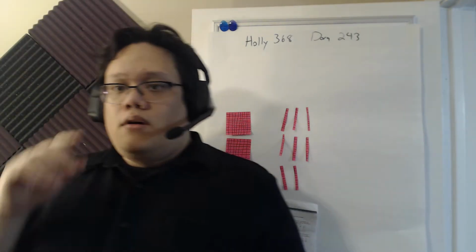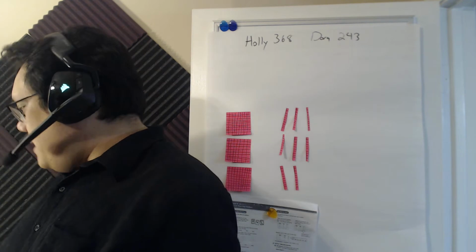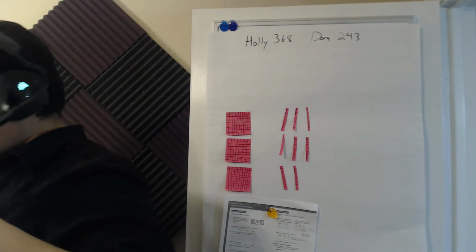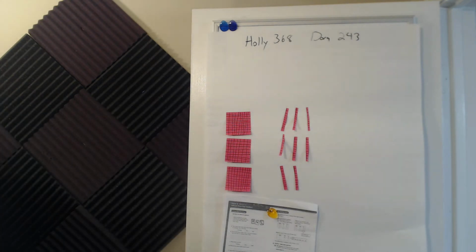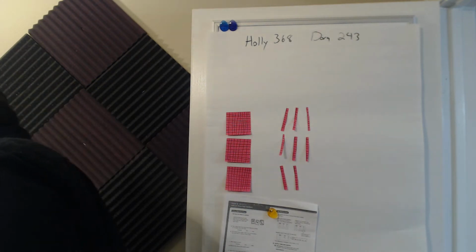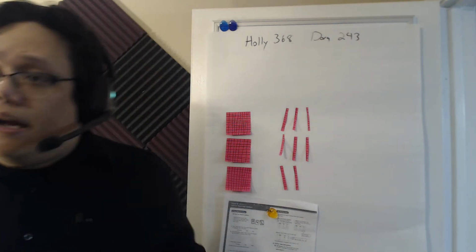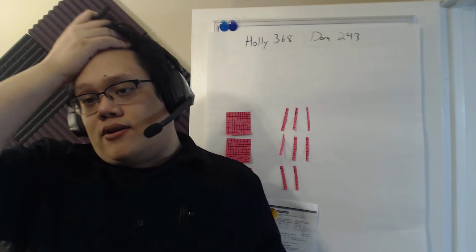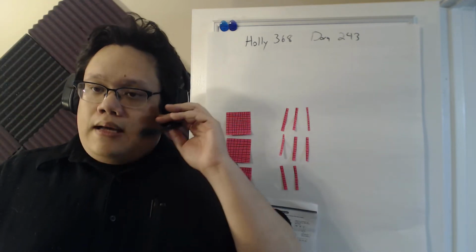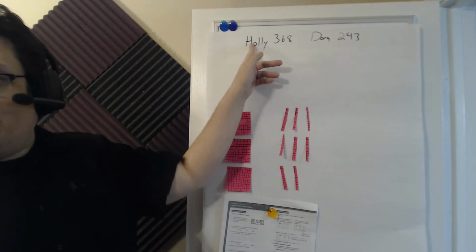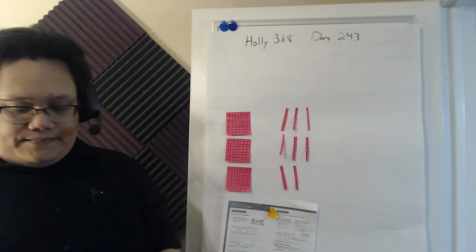Okay, so how many more than means what operation? What kind of math are we going to be doing? We're going to be doing subtraction, right? If we wanted to see how many they had all together, we would add. What we're trying to see is how many more does Holly have than Dora?